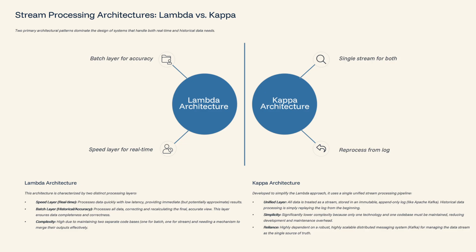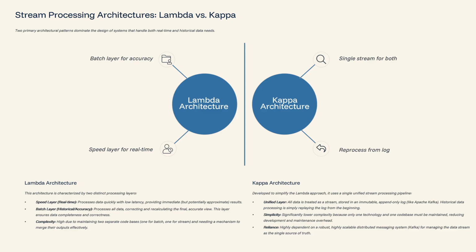So here are two architectures of stream processing, that is lambda and kappa. Here are two primary architectural patterns that dominate the design of systems that handle both real time and historical needs. They are characterized, each one, by a batch layer for accuracy and a speed layer for real time for lambda, and a single stream for both and reprocess from log for kappa.